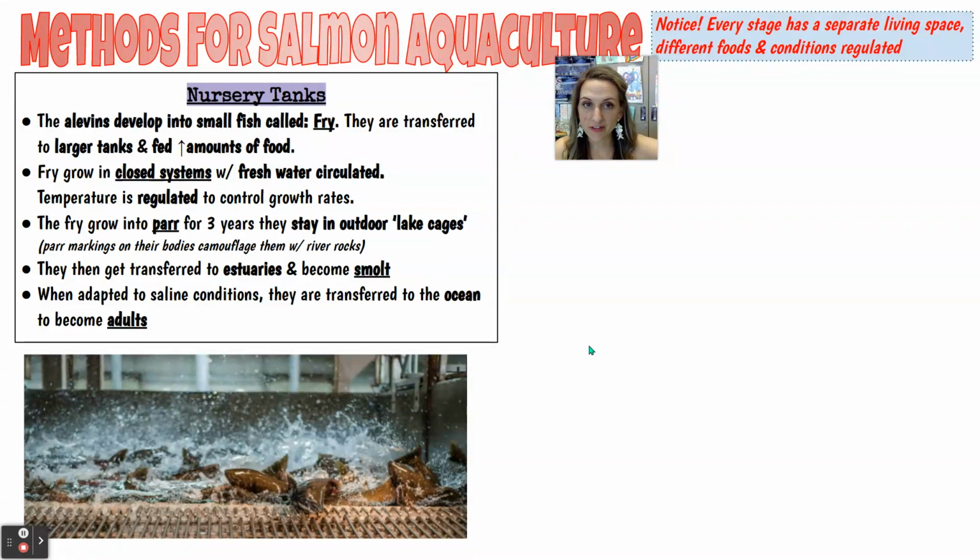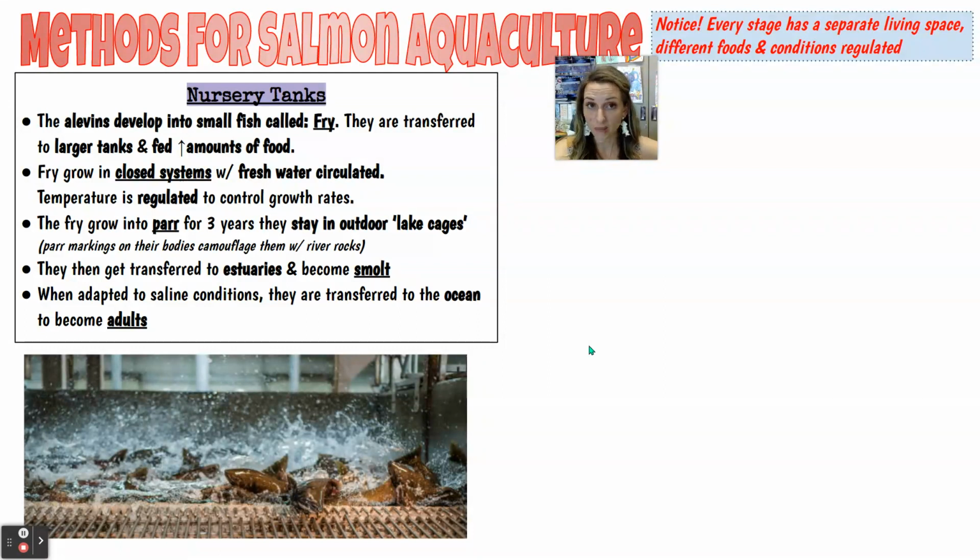They grow in a closed system, so there's no chance of predation. Everything is going to be artificial, or man-made, put into their system for what they need. Nothing is from nature. Water is circulated, and temperature will be regulated to control their growth rates. The fry continue to grow, and they will turn into what's called a parr. They'll be that way for 3 years, and then they'll go to outdoor lake cages.